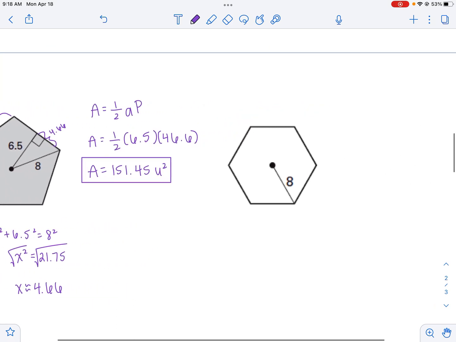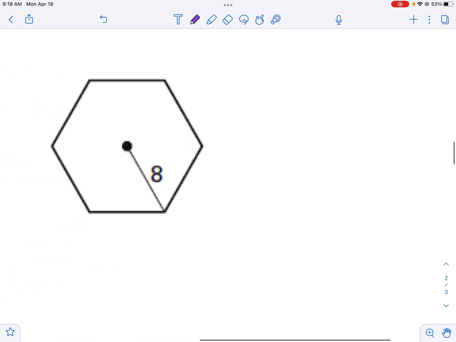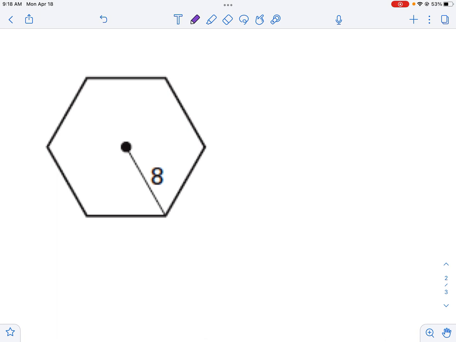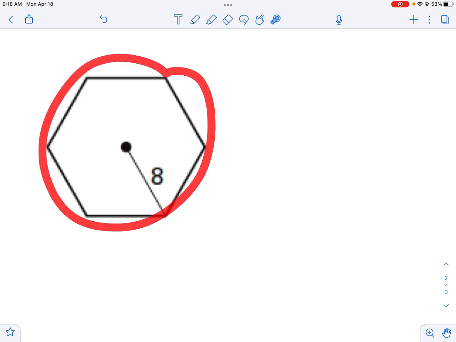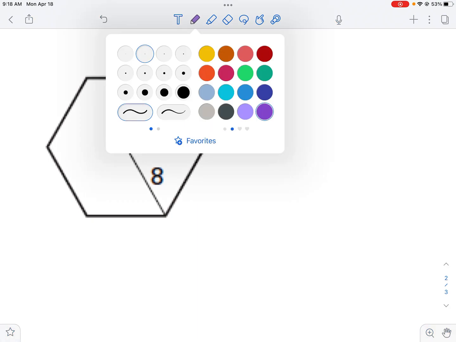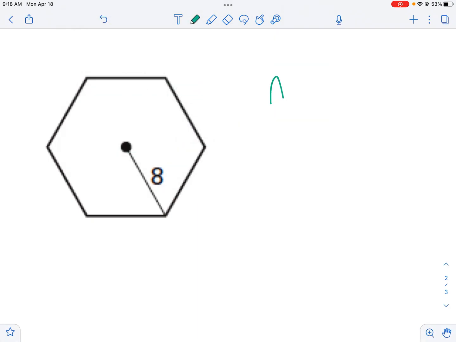That's it. Taking a look at this next one, I'm in a bit of trouble on this one. I want you to think for a minute. Why do we have some trouble on this one? Well, if I go to find the area of this particular shape, remember we need the apothem and the perimeter. For this particular problem, I don't have either one.